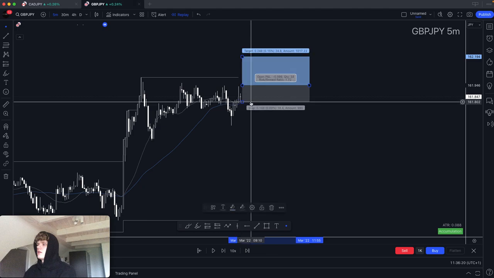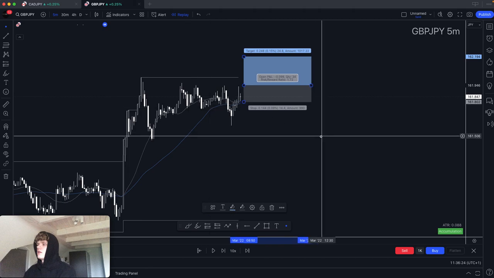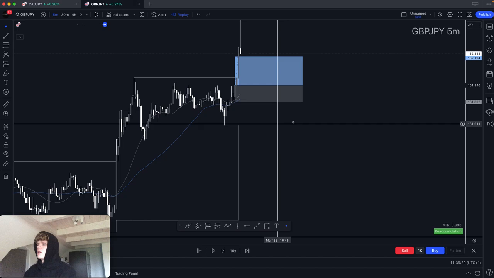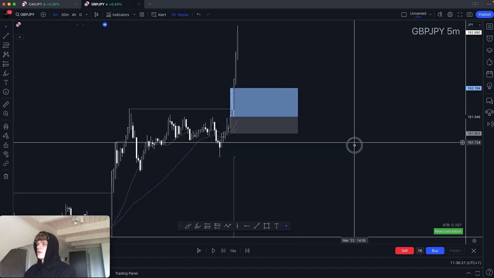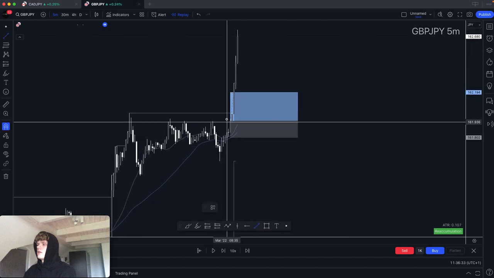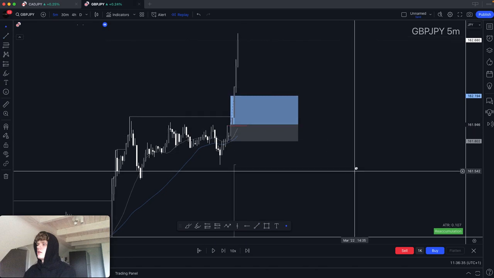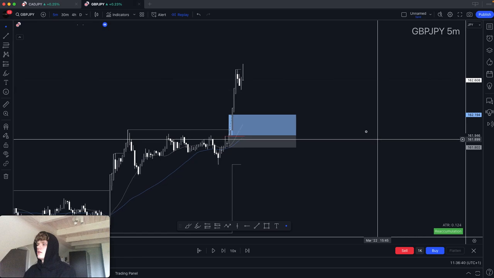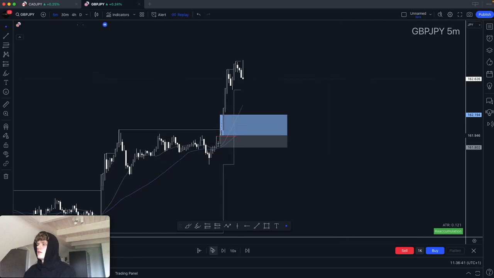Let's see, protect below here. I think that makes sense with these bodies. And we're in. And price takes off. So we're going to journal this one. And price takes off.